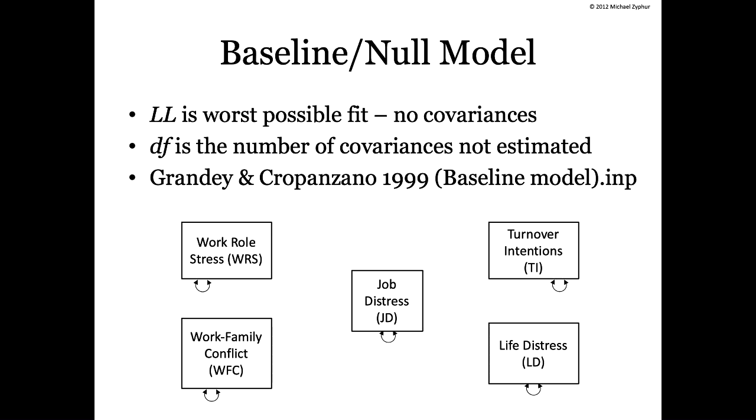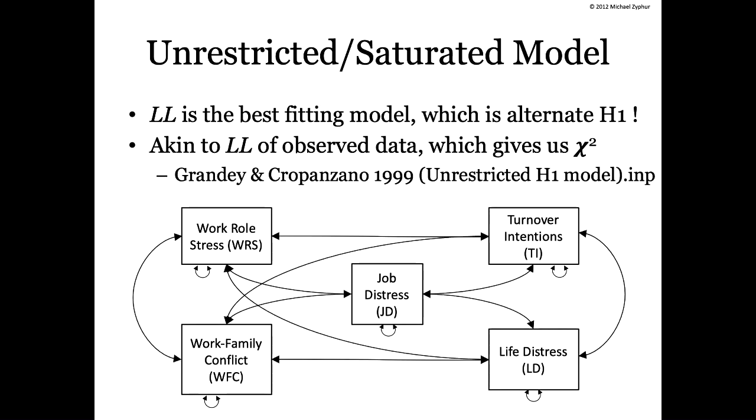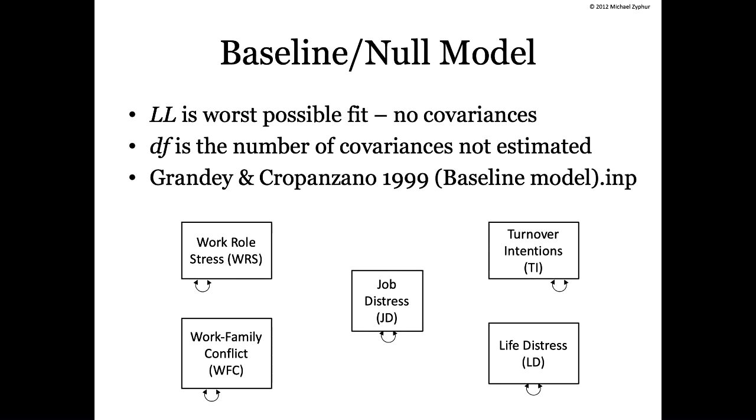No covariances. This is the worst possible fit to the data, isn't it? Because it's not going to explain any of the observed relationships among the variables. This is as bad as it gets. So should you stand next to this one, or this one, to look good? Probably want to stand next to this one. Okay. No covariances are being estimated. The degrees of freedom is the number of observed covariances which are not being estimated. So we've got a baseline model there, and you can go look at it.